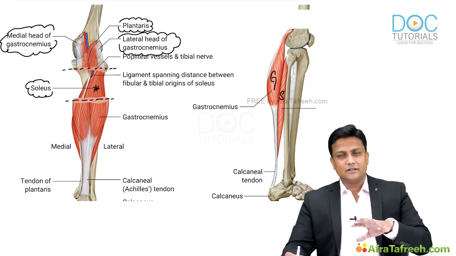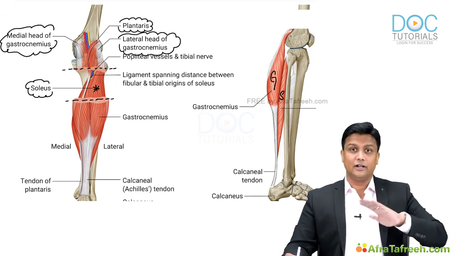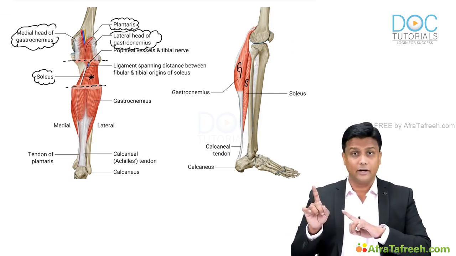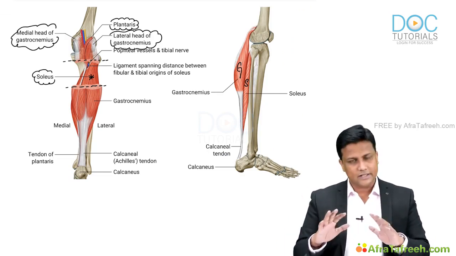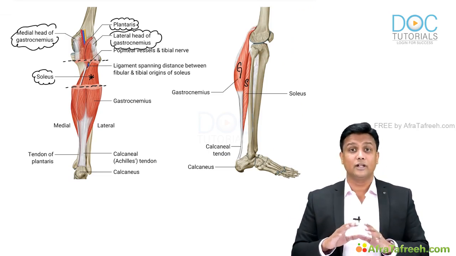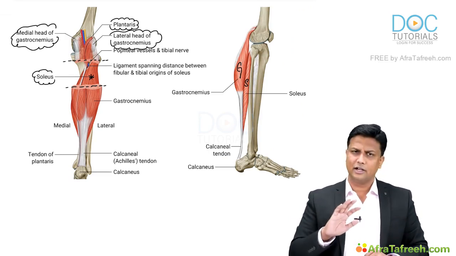Now these three muscles are actually present in the superficial layer. Now don't get confused about superficial layer and superficial compartment. I am not talking about the compartment. We are still in the posterior compartment only. In the posterior compartment, the muscles are actually arranged in two layers, superficial layer and the deep layer.